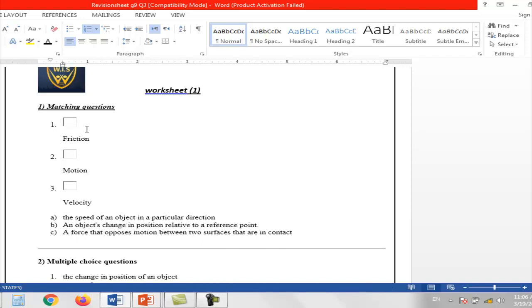First one, friction. Which one is friction? The speed of an object in a particular direction, or an object's change in position relative to a reference point, or a force that opposes the motion between two surfaces that are in contact. Which one? Yeah, number C.